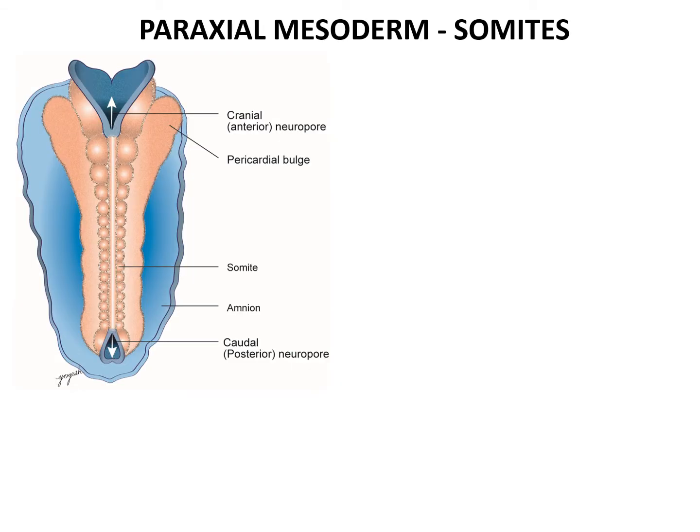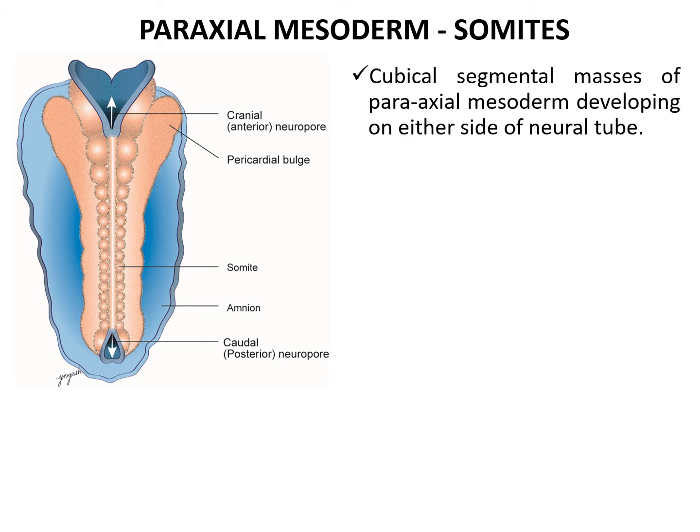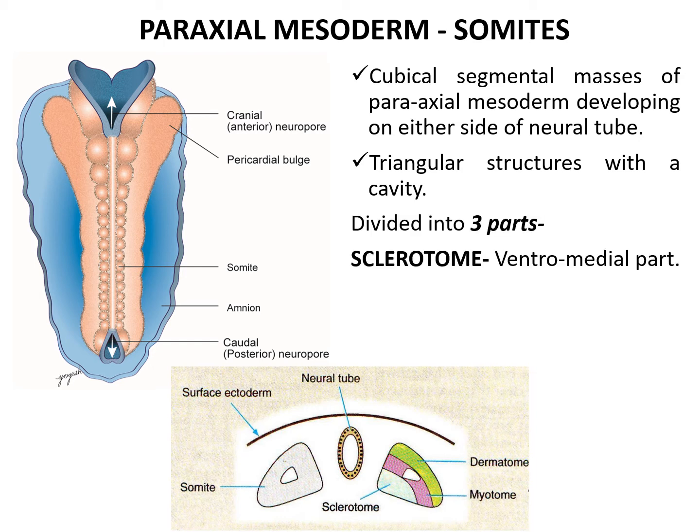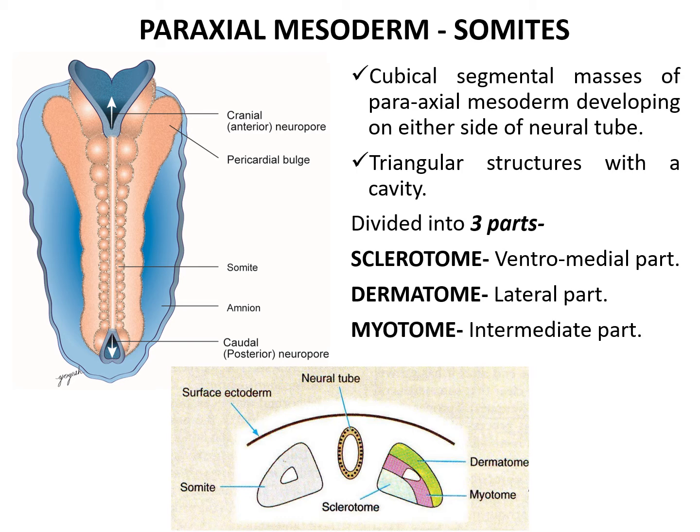Starting with the paraaxial mesoderm, it differentiates to form cubical segmental masses known as somites. These are present on either side of the neural tube. These somites are triangular structures with a small cavity. They can be further subdivided into three parts. The ventromedial part is called the sclerotome, the lateral part is called the dermatome, and in between them the intermediate part is called the myotome.